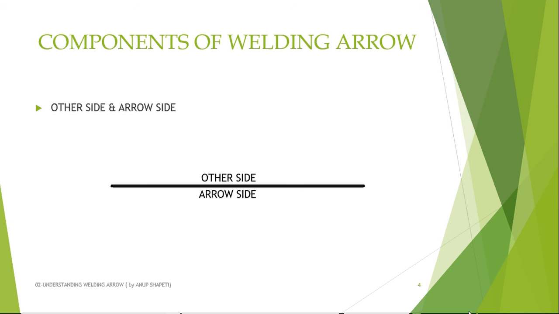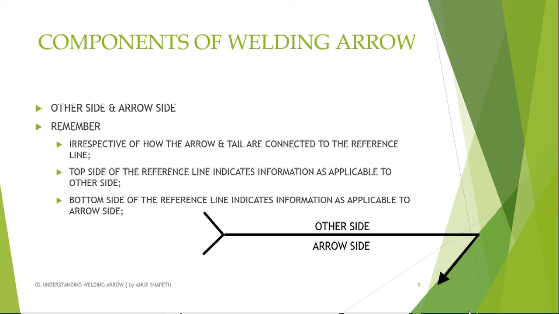This is very simple. Any information or detail which is specified on the top side of the reference line is applicable to the other side, and information and details specified on the bottom side of the reference line is applicable to the arrow side. This fundamental holds true irrespective of how the welding arrow is connected or the extent of information that is provided on the welding arrow.